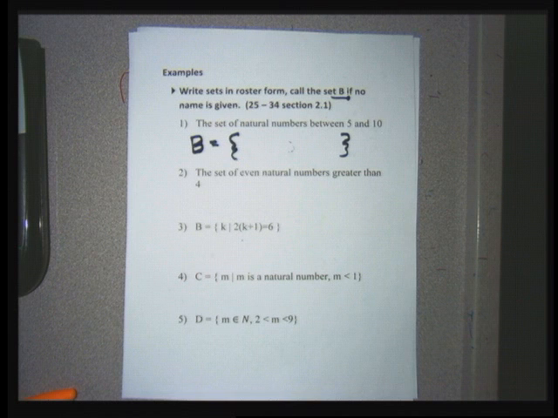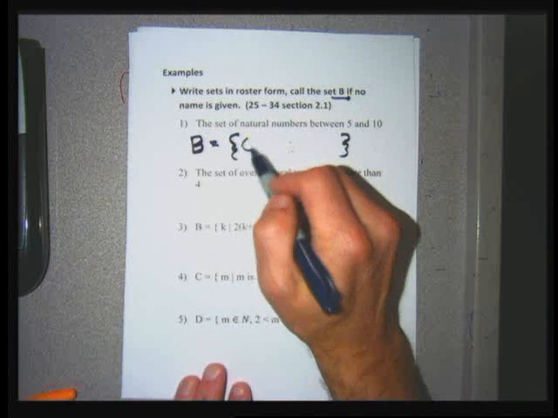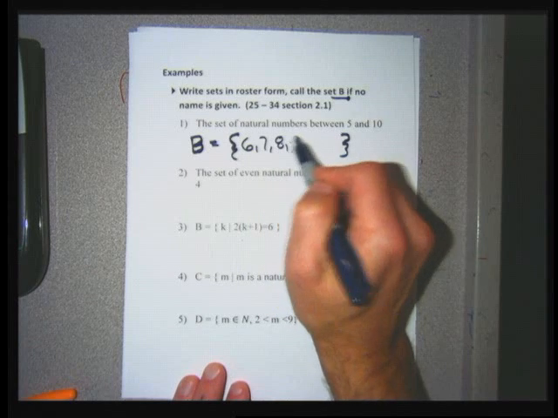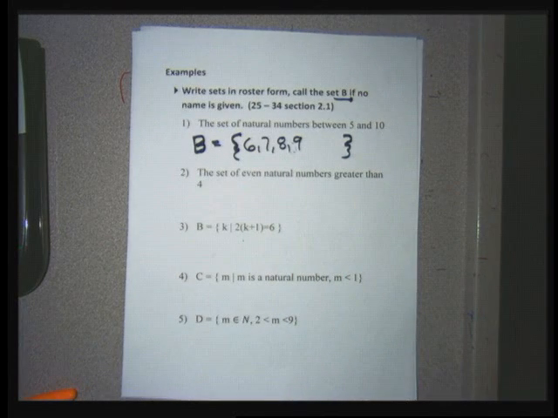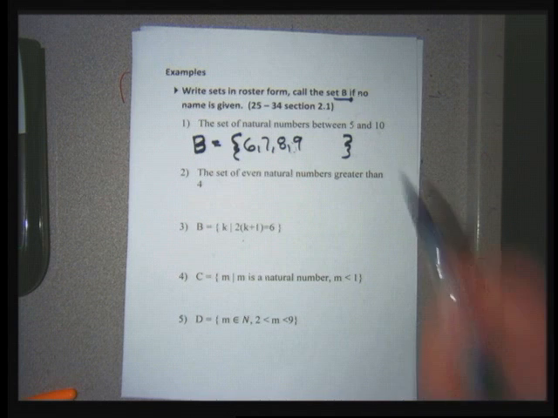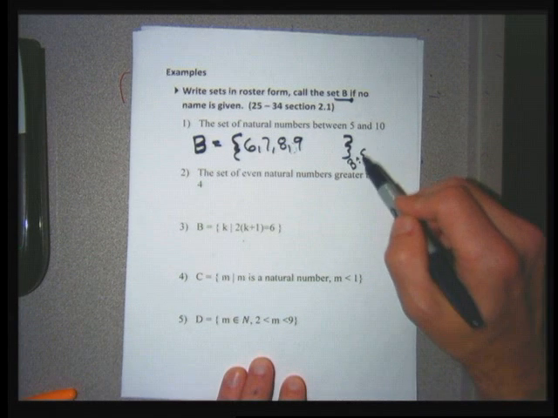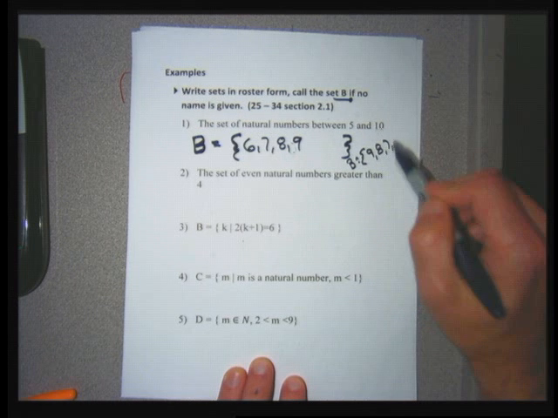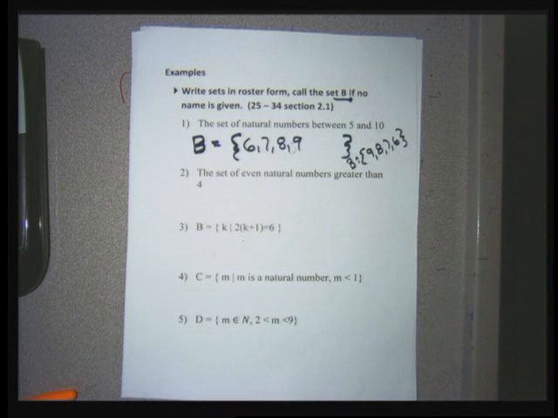Between doesn't include the endpoints, and natural numbers means it's 1, 2, 3, 4, 5, 6, 7, 8, 9, 10, 11, 12. So for this particular set, B is going to have the numbers 6, 7, 8, and 9. It's not going to have 5 and 10 because between doesn't include the endpoints. And it's not going to have a number like 11 or 4 because those aren't between 5 and 10, and it only has natural numbers. And had I said B is the set 9, 8, 7, 6, that would have been equivalently correct, because when I'm writing a set in roster form, the order that I write the elements in doesn't matter, just the elements themselves matter.